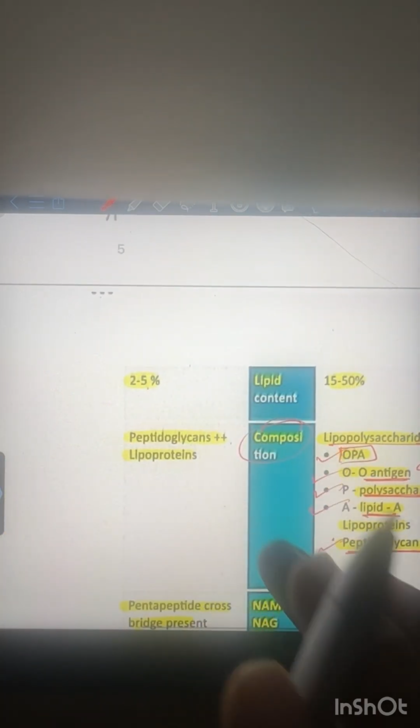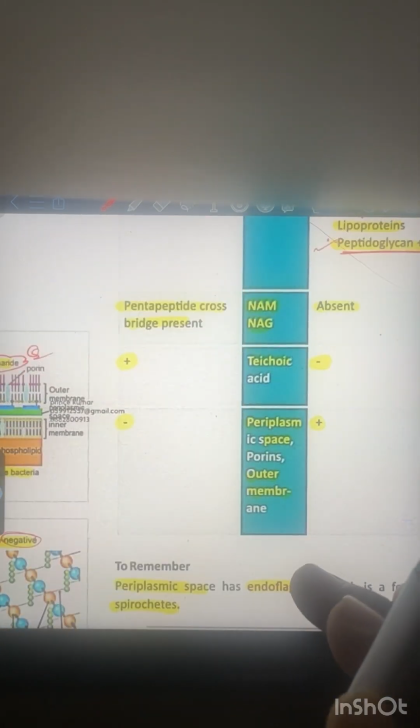Gram positive, not in gram negative. That's why I told you to learn the mnemonic PPPT. P for gram positive, P for peptidoglycan, P for pentapeptide cross bridge, and T for teichoic acid. After this, whatever is mentioned, if they ask you who has an outer membrane, gram negative, you will have to give something. Now, PPPT you have given to gram positive.